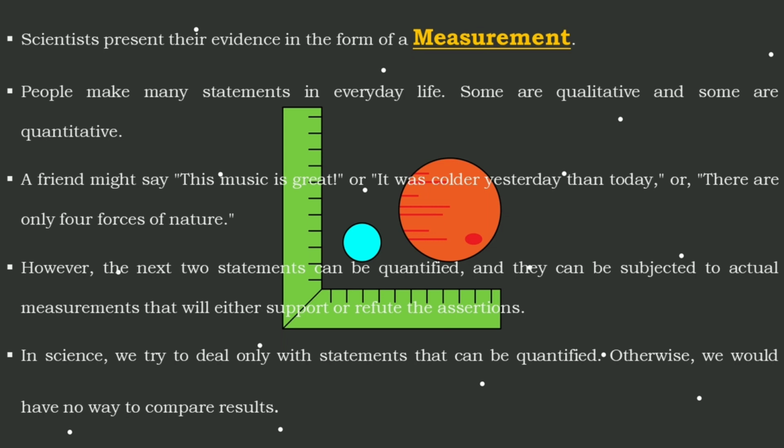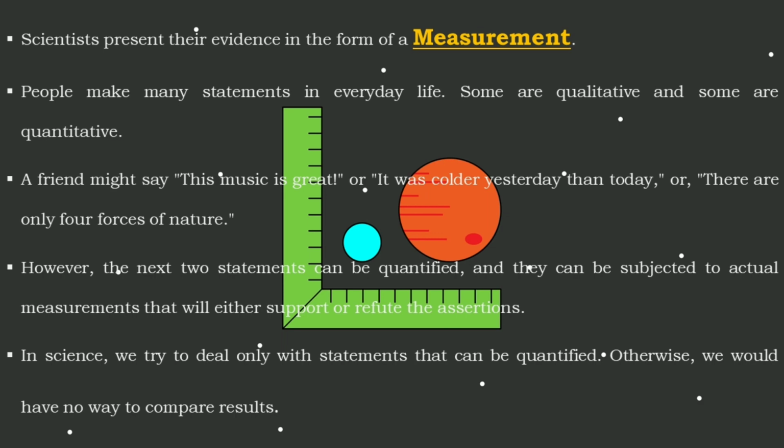A friend might say, "This music is great," or "It was colder yesterday than today," or "There are only four forces of nature." In this, there is no reliable way to quantify the first statement, even though your friend may feel it is true. However, the next two statements can be quantified, and they can be subjected to actual measurements that will either support or refute the assertion. In science, we try to deal only with statements that can be quantified.